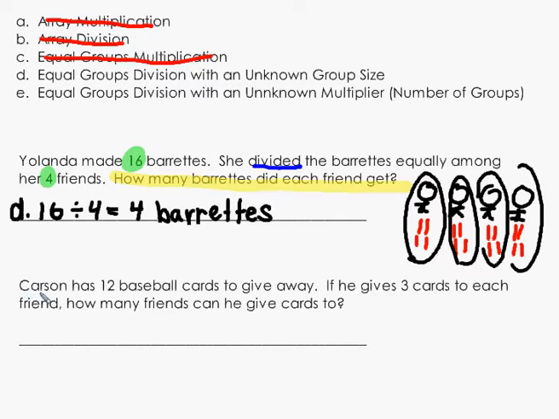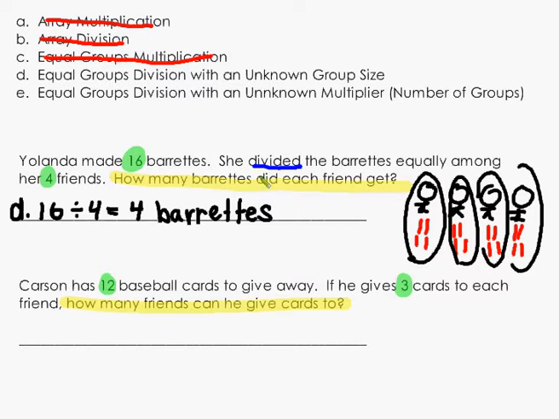Let's look at this example. Carson has 12 baseball cards to give away. If he gives 3 cards to each friend, how many friends can he give cards to? This time, we're trying to figure out how many friends. Let's change our color and make it yellow so it's the same. How many friends can he give cards to? That's what we're trying to find out. We know that key numbers are 12 and 3.